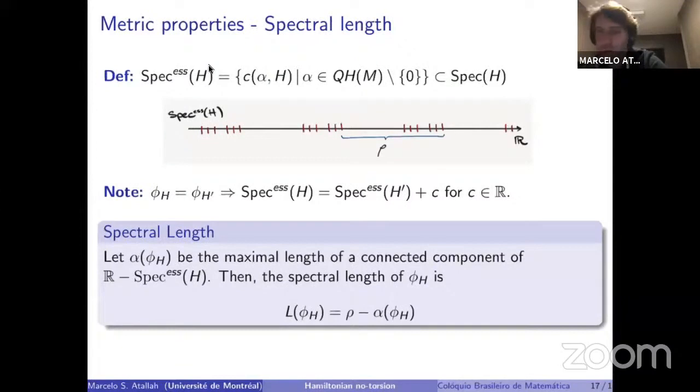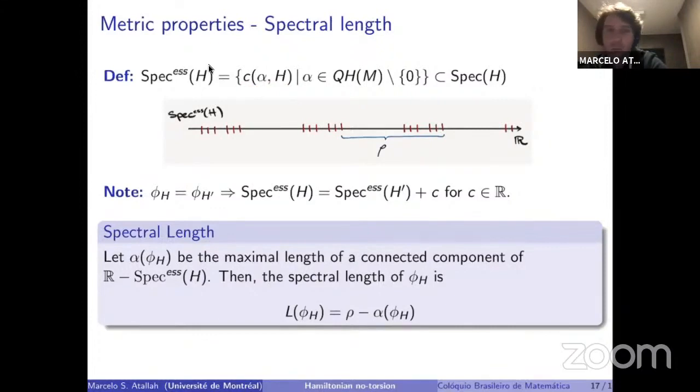So just before I do that, let me define what the essential spectrum is. Basically, that is the subset of the full spectrum given by the spectral invariants which are associated to all of the non-trivial quantum homology classes of M.